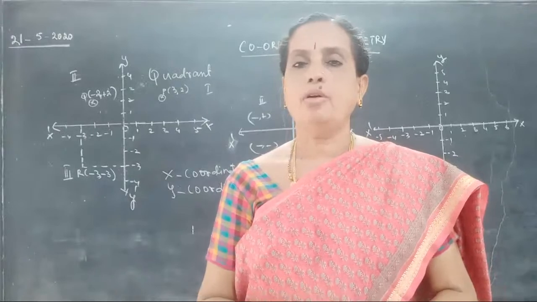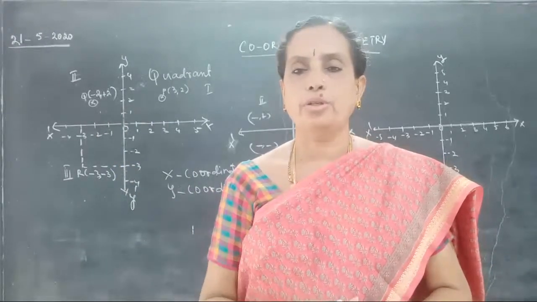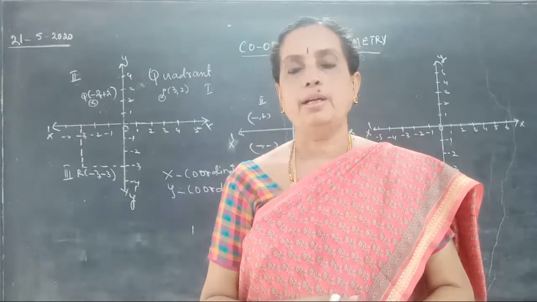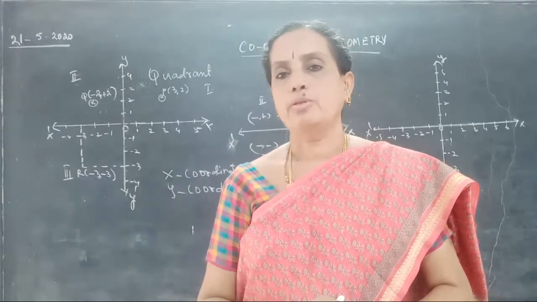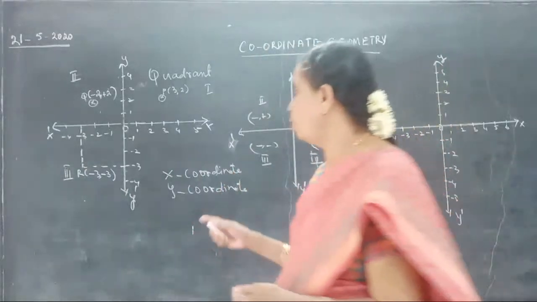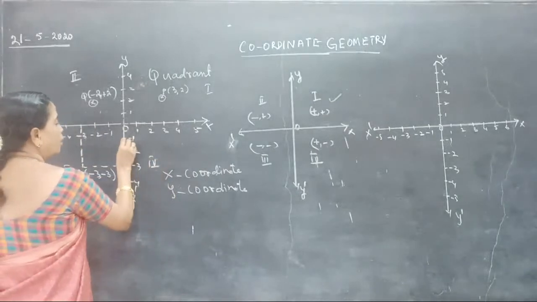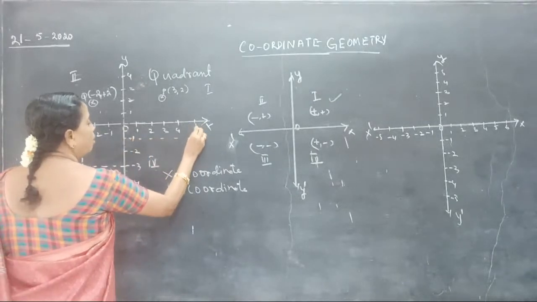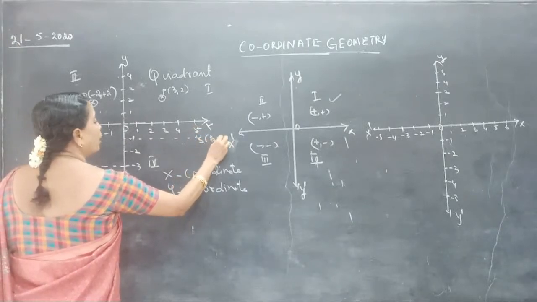In the second quadrant, abscissa is negative, ordinate is positive. In the first quadrant, abscissa is positive, ordinate is also positive. Coming to the fourth quadrant, this is the fourth quadrant. Suppose you want to locate (5, 1), (5, 1).